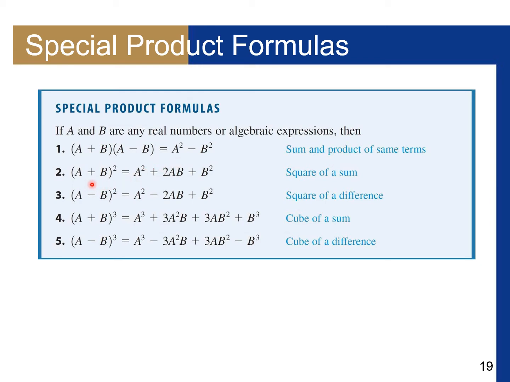Here I have a binomial square. So I'm going to square the first term, I'm going to square the last term, multiply the two together, and then double it. Same thing here, but when I multiply the two together and double it, it will be minus because I have a negative.